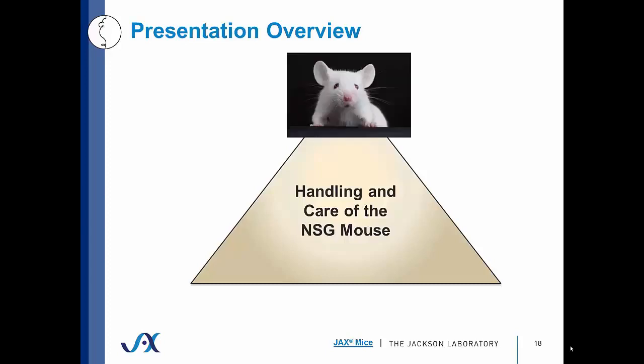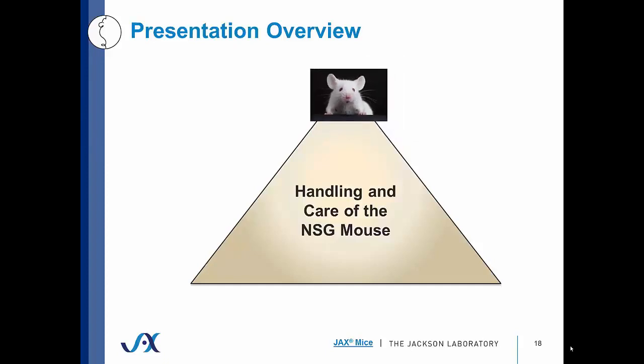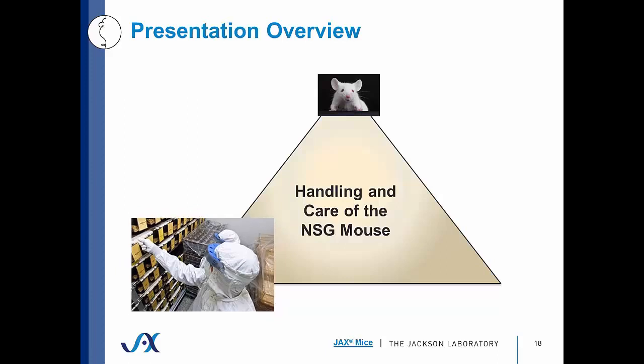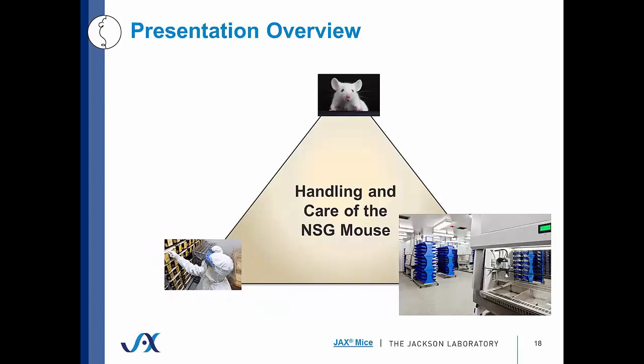The first of which is the NSG mouse, which is one of the most immunodeficient mouse models available. It requires special handling and conditions due to that increased risk of infection. The second is the personnel caring for and using the mice, and without proper equipment and clothing, this can potentially spread pathogens to the mice. Finally, the third consideration is the environment where NSG mice are housed and used for experiments, and this can also contribute to the spread of pathogens.